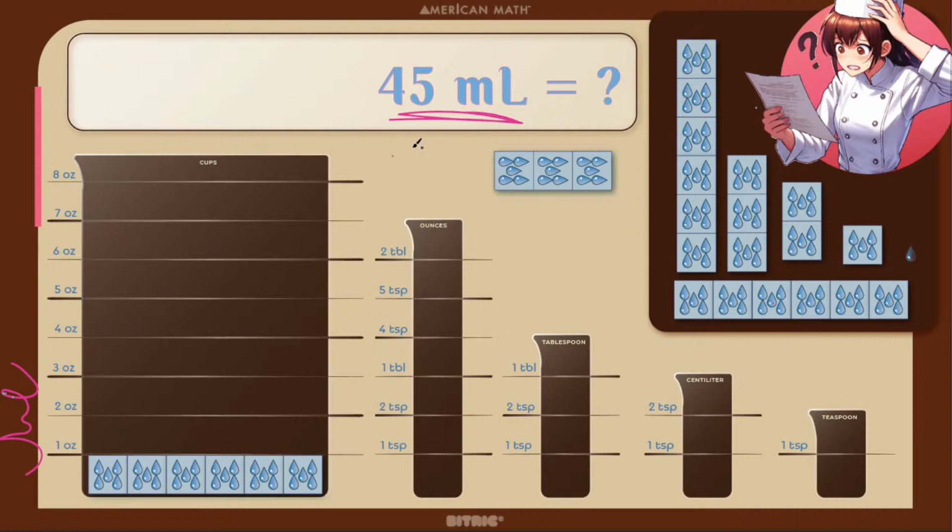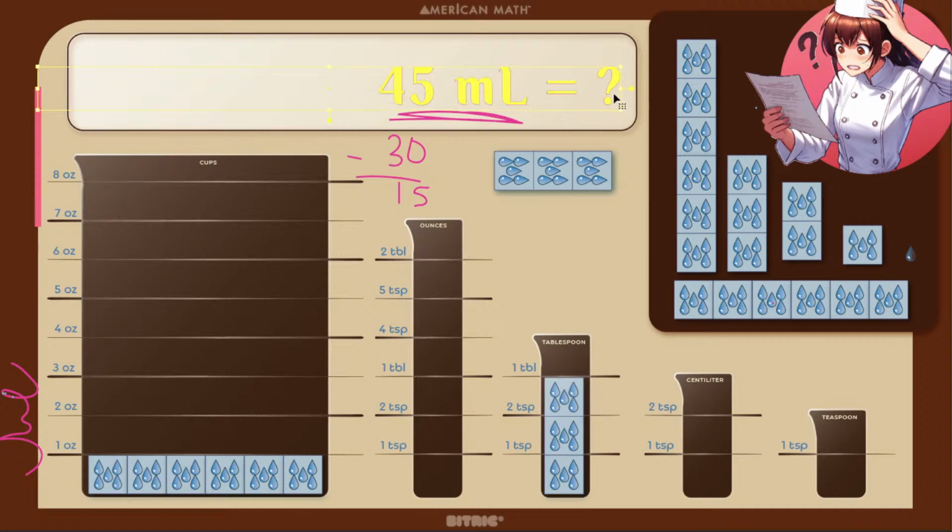We have 30 in there out of the 45. So subtract that, and we have 15. And perfectly, we know that a tablespoon has 15 milliliters because 1 teaspoon holds 5 milliliters. So you just have to count by 5s: 5, 10, and 15. So we'll put our tablespoon beaker to give us 45 milliliters, aka 1 and a half ounces.